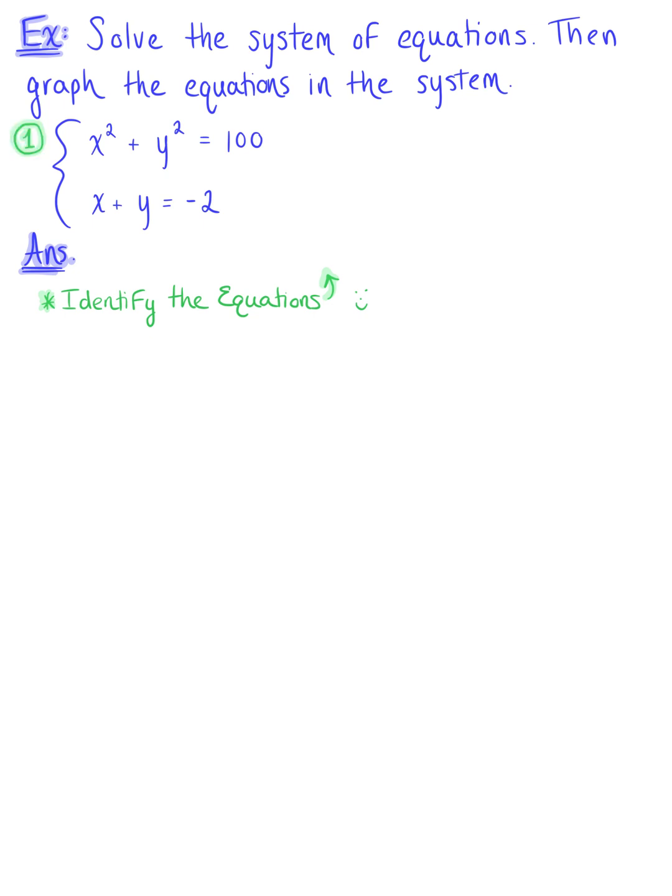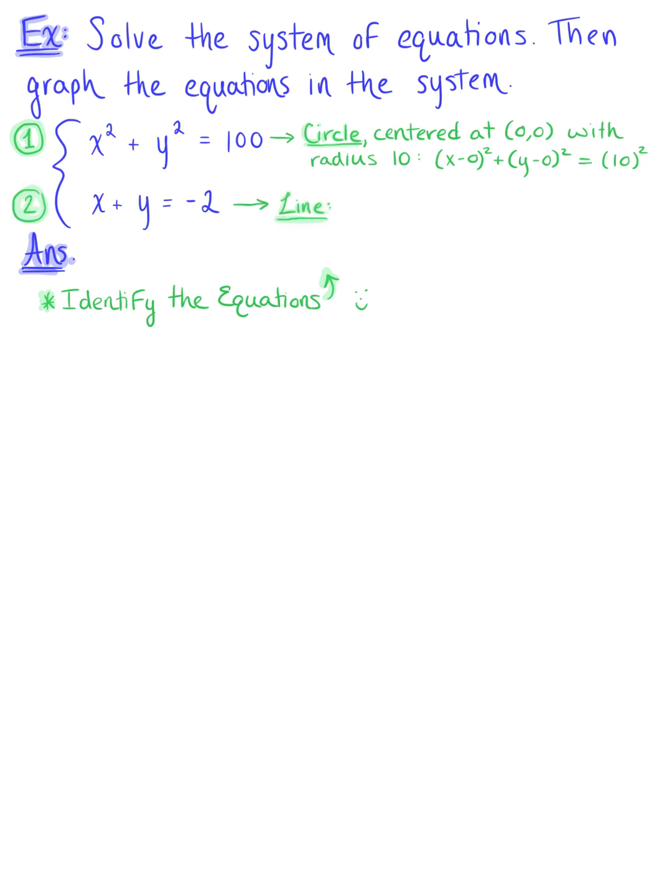Looking at equation 1, we realize that we're working with a circle centered at the origin with a radius of 10. And equation 2 is a line. And if we convert this to its slope-intercept form, we can see that this is equivalent to y is equal to minus x minus 2.